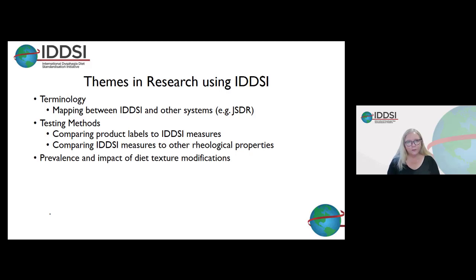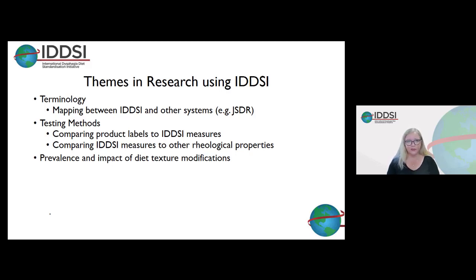A third topic where we see a number of papers emerging in the literature is regarding the prevalence and impact of diet texture modifications in certain sectors. So, for example, in the long-term care or nursing home sector, we see articles describing how much texture modification is used, and also drawing relationships between the use of diet texture modification and downstream outcomes.